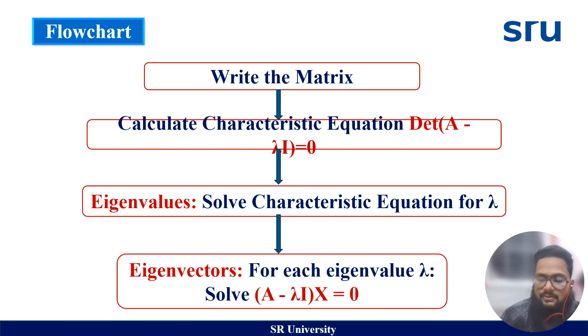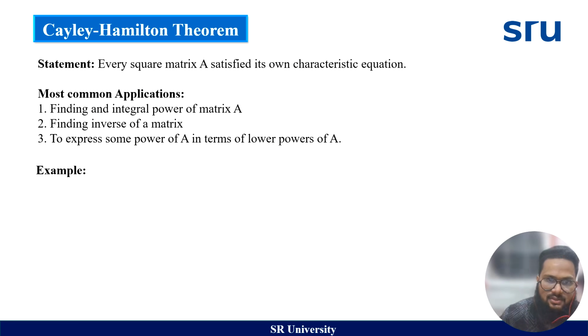Another application of characteristic equations, eigenvalues and eigenvectors is the Cayley-Hamilton theorem, which I will discuss also. What does the Cayley-Hamilton theorem state? It says that every square matrix satisfies its own characteristic equation. It's very simple: if you take a square matrix and calculate the characteristic equation in terms of lambda, then if you substitute the matrix for lambda, it will definitely be satisfied.